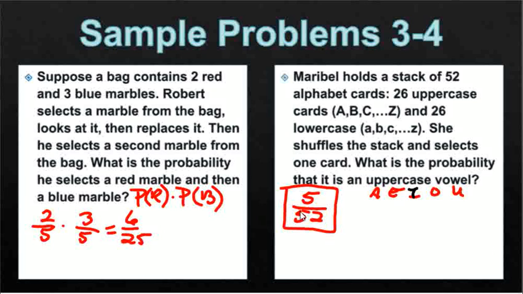Another way of thinking about it would be you have 2 opportunities. You have 1 out of 2 chances of getting an uppercase versus lowercase. So half of it is uppercase, the other half is lowercase. So that's 1 out of 2 chances of getting an uppercase. And a vowel, 5 out of the 26, because there's 26 uppercase, 5 out of 26 would be vowels. So if I multiply that, I would get 5 over 52. Those are 2 different ways of getting the same answer.